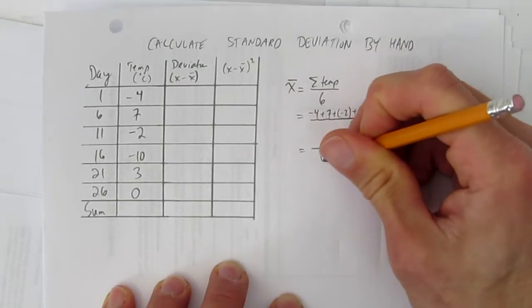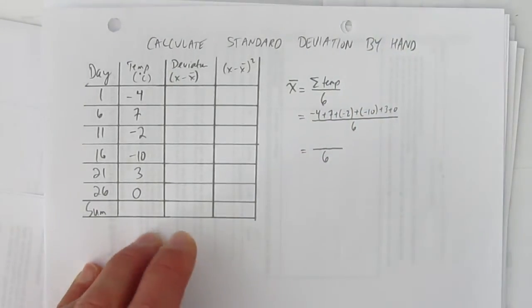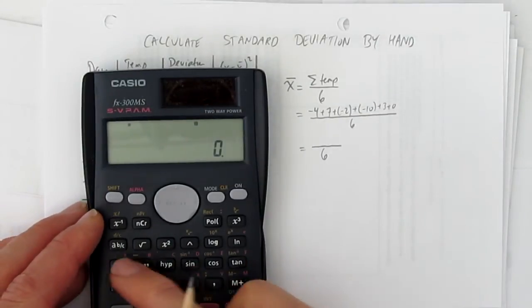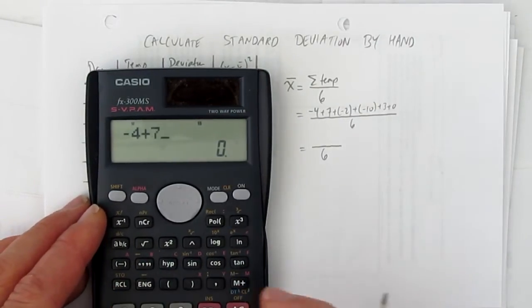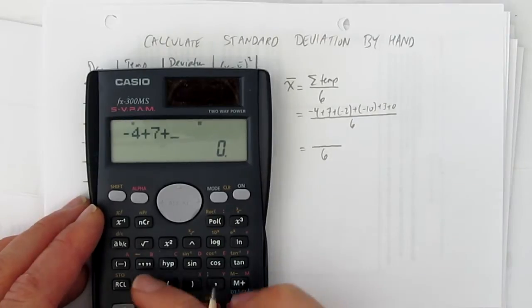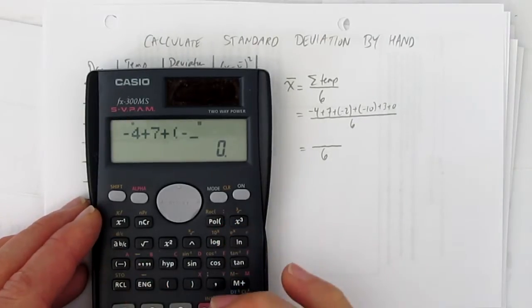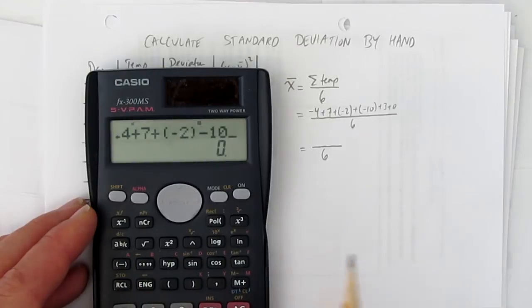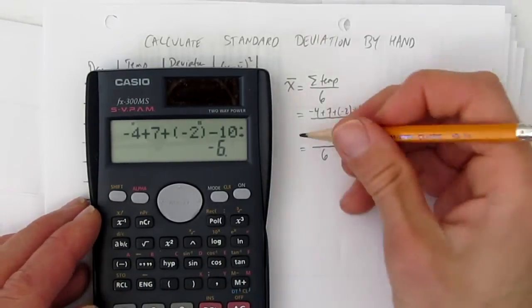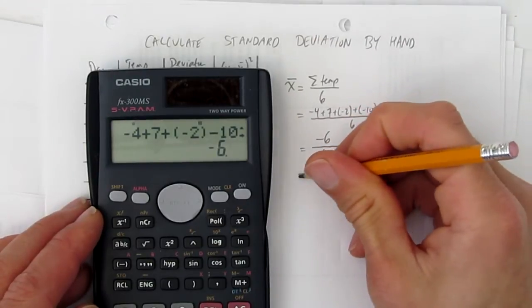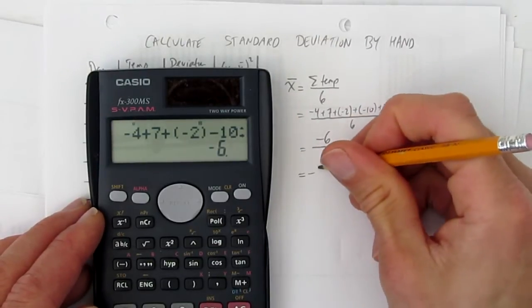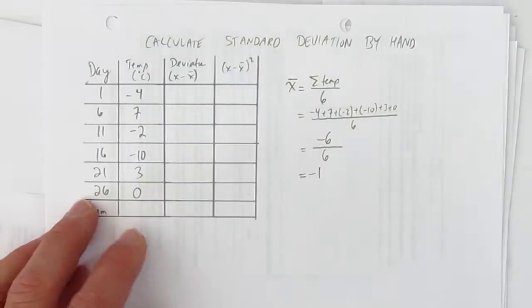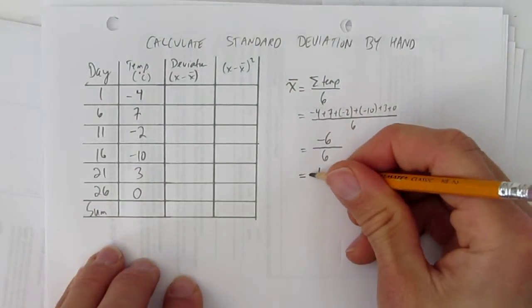Which is going to give me something out of 6. Let's see what it is. -4 plus 7, plus, I'll put brackets even though my calculator might not need it, plus -2. Or if you don't want to put brackets in other ways, plus -10 is just the same as subtract 10, plus 3 plus 0, which you don't even need to do because plus 0 wouldn't change anything. You get -6 divided by 6. How many times does 6 go into -6? You can do that in your head. -1. So now I know the mean is -1.